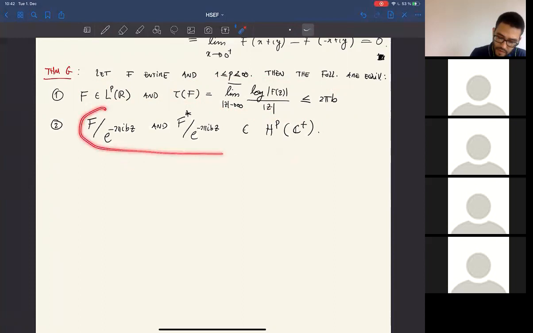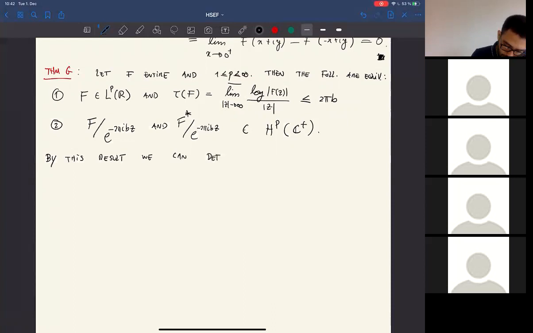So by this result, we can define the Paley-Wiener space PW_p of 2 pi b. My original definition was just PW, that was for L2. So from now on, we have to put a 2, PW_2. And for the other p's, we just put a p.